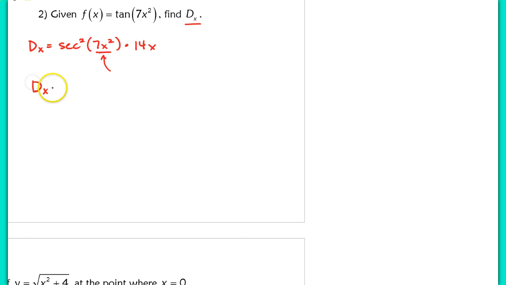So the derivative with respect to x is 14x multiplied by secant squared of 7x squared. Now sometimes you should try to simplify, but this is as simplified as this particular function would get.